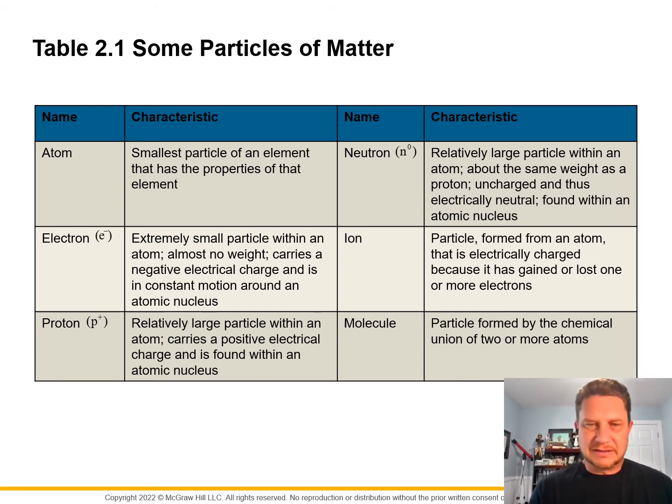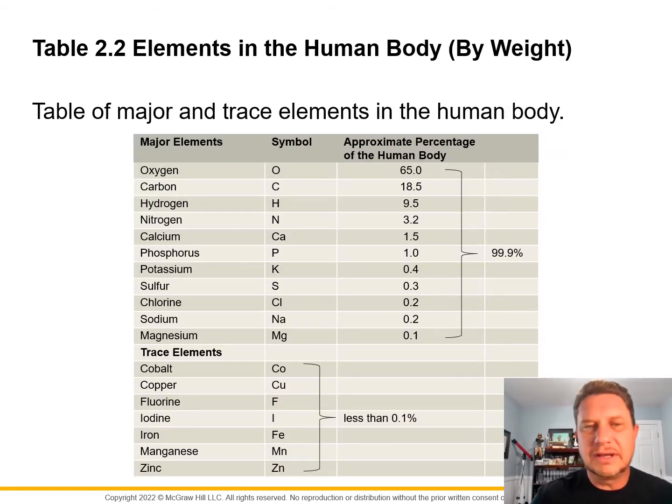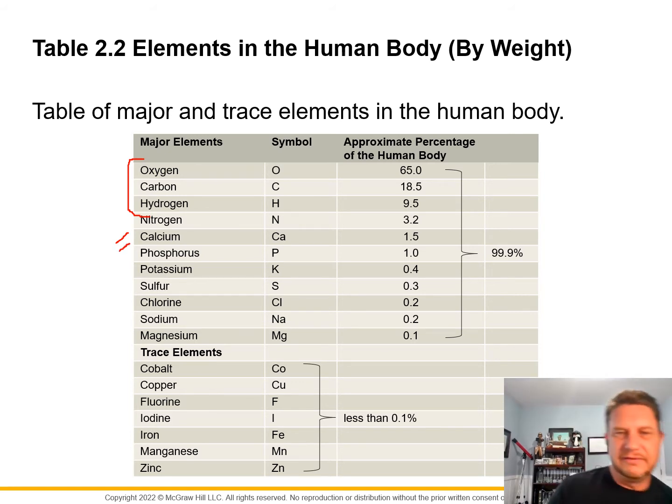So the atom, again, the smallest part. And so this atom is made up of neutrons, electrons, and protons. Now, when we look at these elements, again, which the atom's the smallest part of, we said that there were some that were called bulk elements. And so really the first three are the main bulk elements. Now you have nitrogen and you have calcium in there, but really the first three are the big ones.